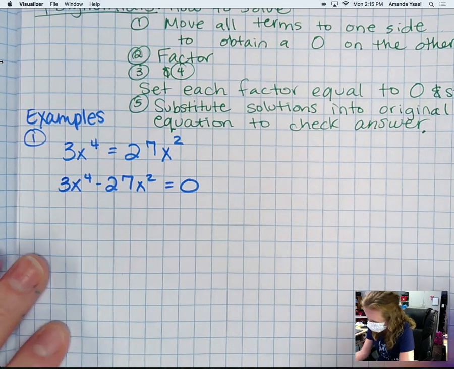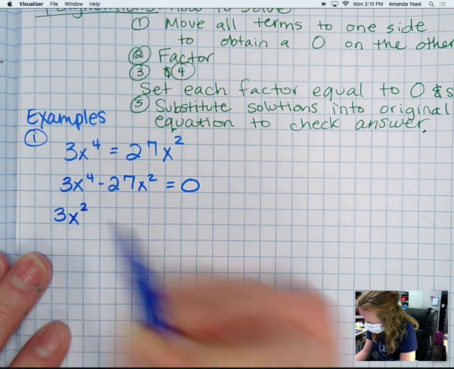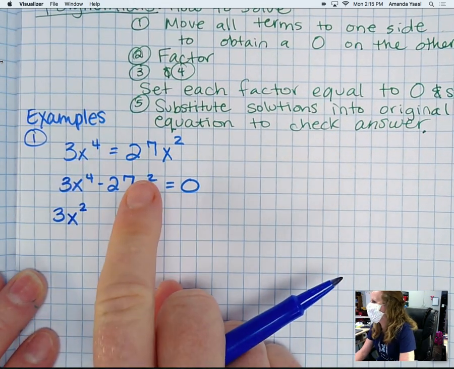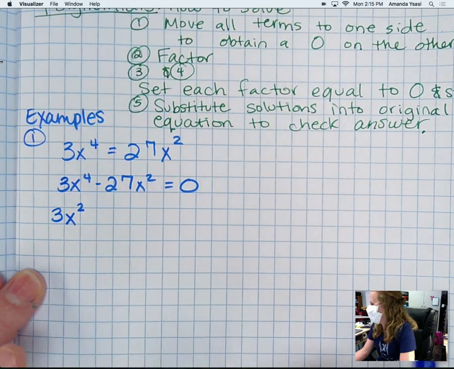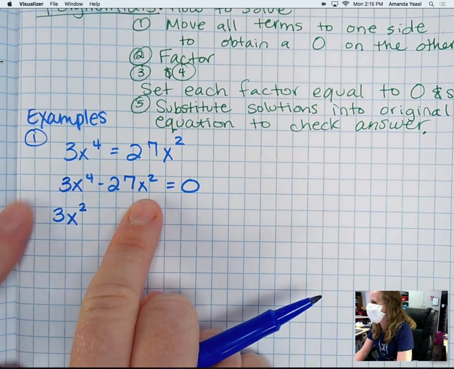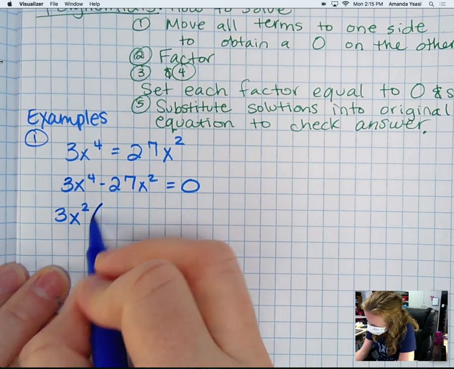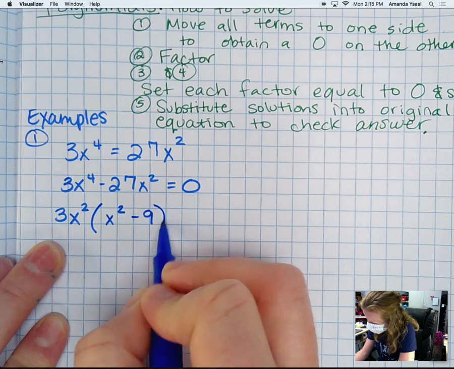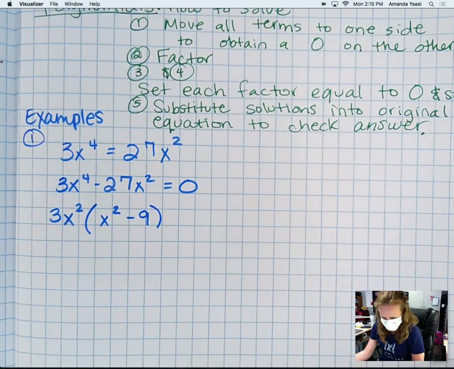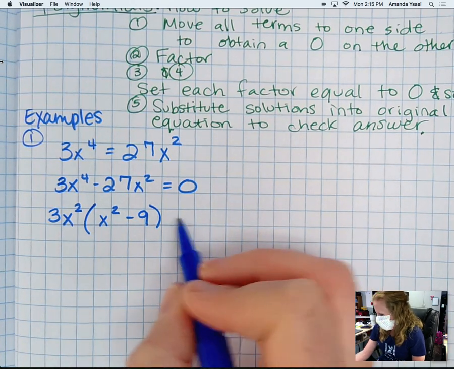And then we'll factor. So we can factor out a 3x squared. Whenever you factor out the variable, you always take the smallest exponent that they have. So since both of them are x's, you would take the x squared out. So all that's left is x squared minus 9 equals 0.